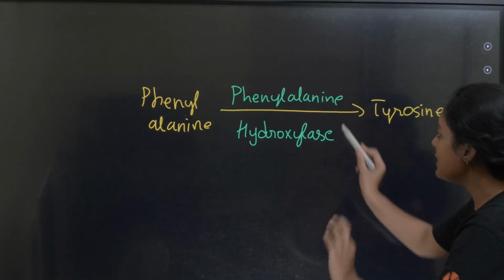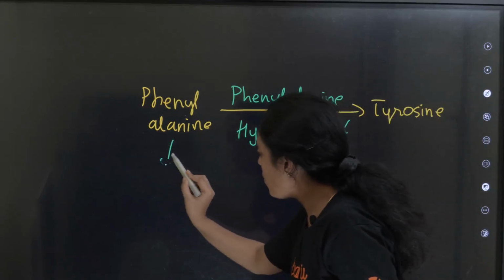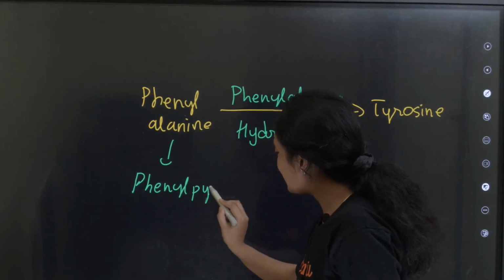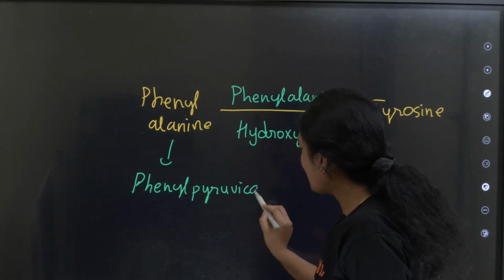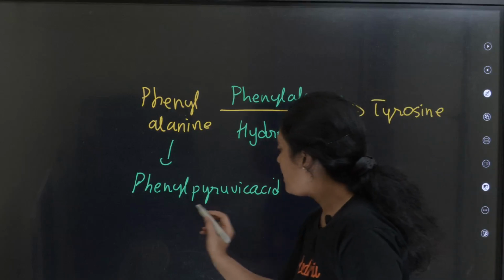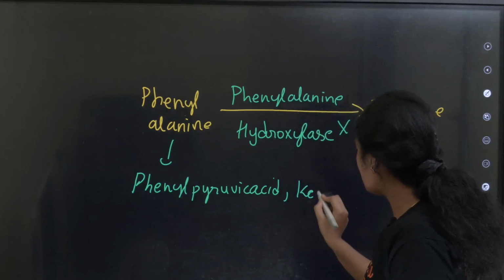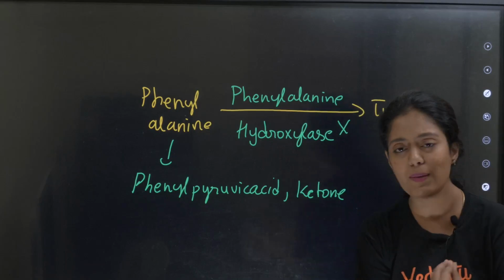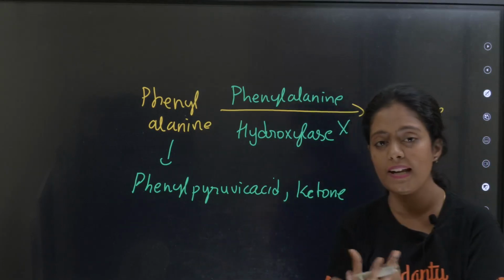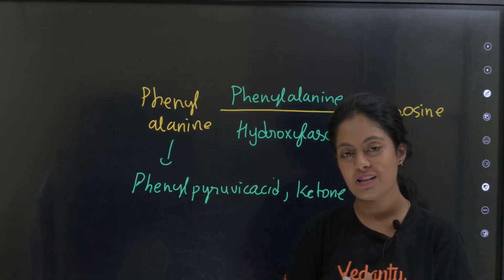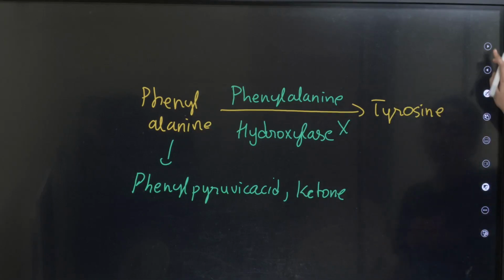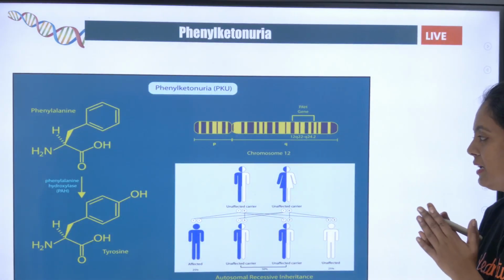Okay, so this phenylalanine is now converted into phenylpyruvic acid. What happens? It is converted to phenylpyruvic acid. And this phenylpyruvic acid can also be converted into ketone bodies. The accumulation results in mental retardation, poor reabsorption results in kidney failure, and there will be ketone bodies in your urine. This is the simple gist of your phenylketonuria. Yes, this is what is happening here.